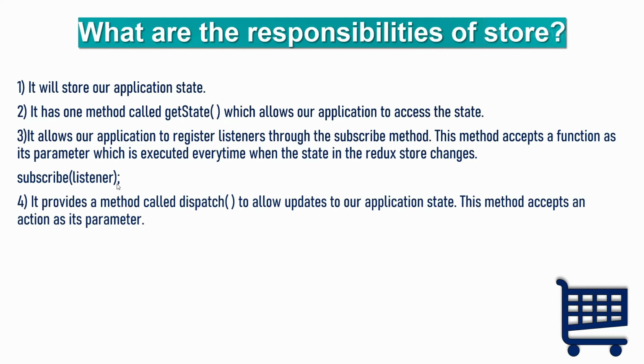And also it allows a method called dispatch, and this dispatch method will allow updates to our application, and this method will be accepting action as its parameter. Now my action in this example is buy book, so it will be accepting that as its parameter. Based on the reducer switch cases, whatever return value I am having, that will be updated using this dispatch method. Okay, this is how we are going to pass dispatch.